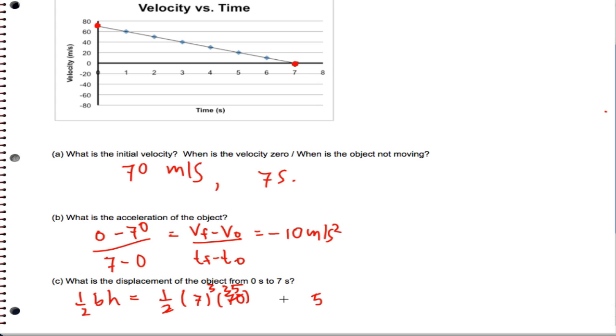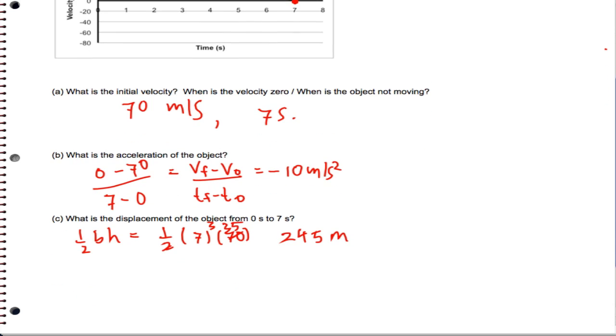And I actually end up getting, if I have this right, 5 times 7 is 35. 3 times 7 is 21 plus 3 is 245 meters. Now we can actually check that answer by doing the calculation a little bit differently. We can see v squared equals v naught squared plus 2a delta x.